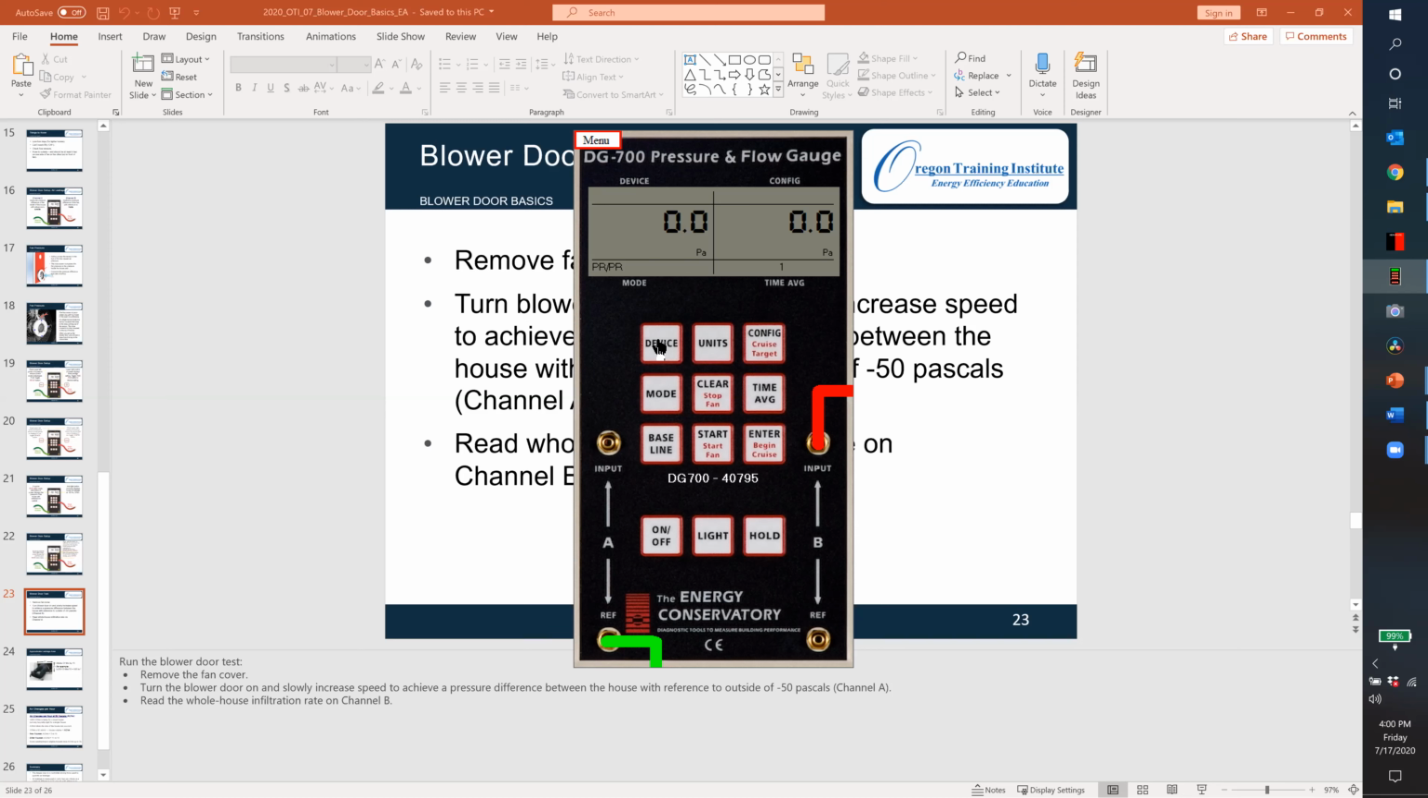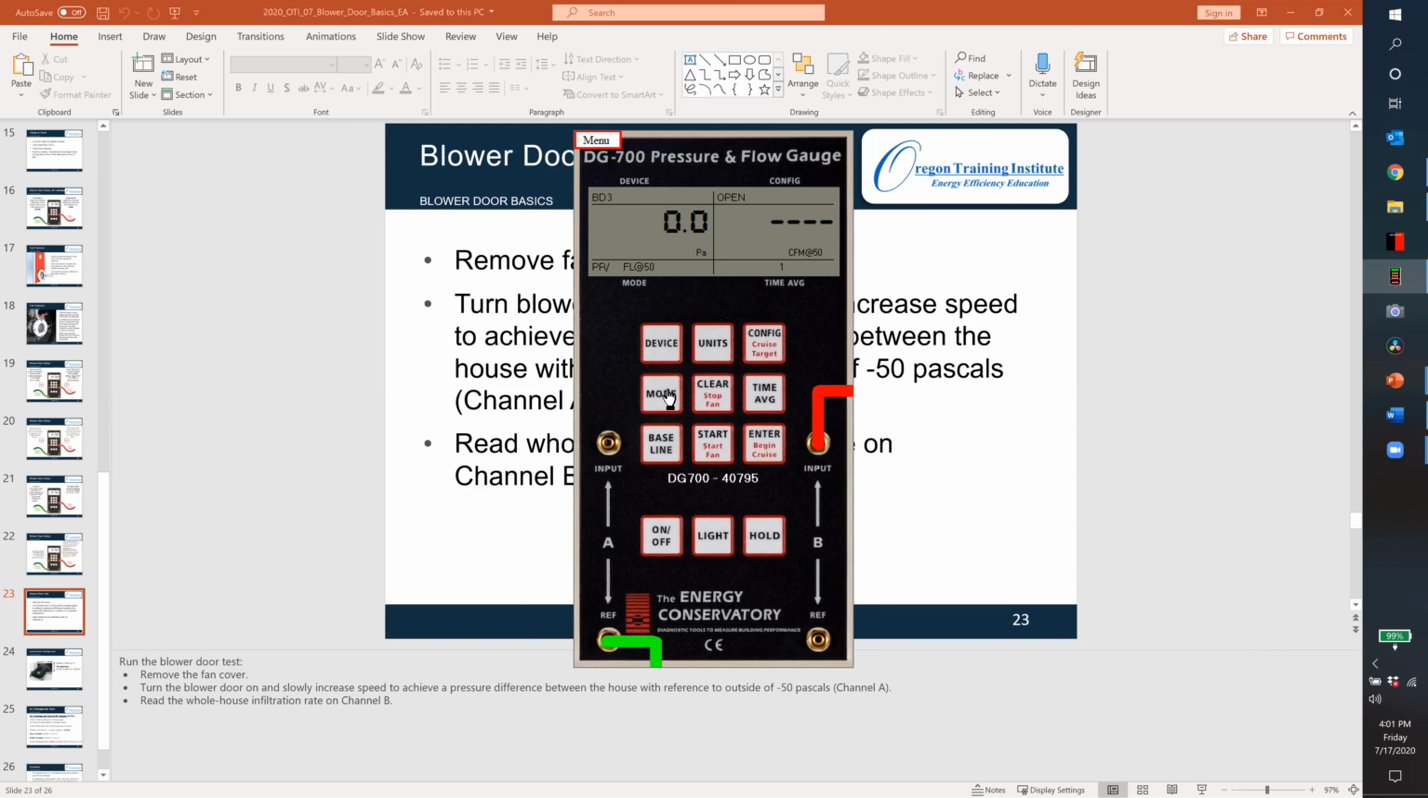The mode we want for a blower door is we're going to use the A channel to change the pressure in the house, and we can monitor that with the A channel. And then with the B channel, we're going to measure the pressure of the fan, the blower door fan. And if we set the mode to pressure flow, then it's going to calculate the flow based on the pressure it's reading. So right now I press mode and it changed us to pressure flow. If I press mode again, it's going to take me to pressure flow at 50.